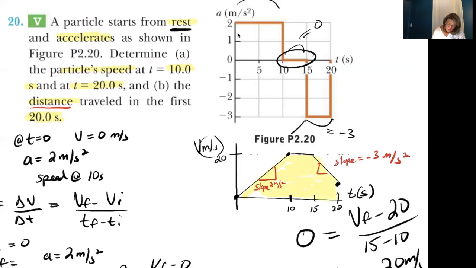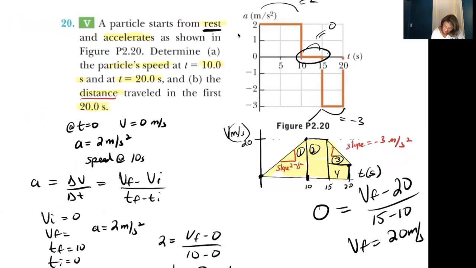So I'm going to draw some shapes. I have this triangle, I have this rectangle, and then I'm going to take this shape and break it into 2 parts, a triangle and a rectangle. I'm going to call this area 1, area 2, area 3, area 4. And we happen to know that is 5 meters, this dot right here. The last velocity that we found at 20 seconds was 5 meters per second. So we know everything we need to know to calculate the areas of those shapes. Okay.